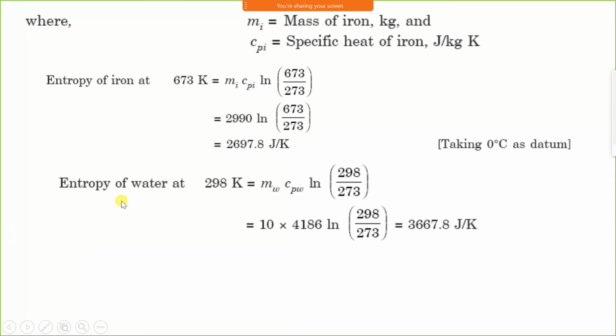Now entropy of water. Entropy of water at 298 Kelvin, 298 Kelvin is 25 degrees Celsius. m cp ln, temperature of water upon 0 degree Celsius.